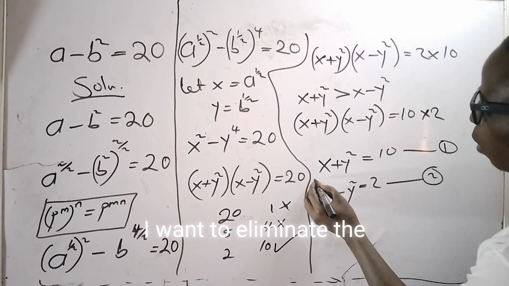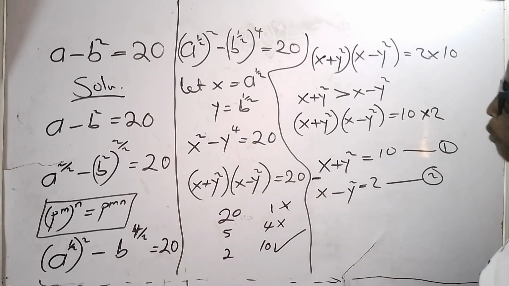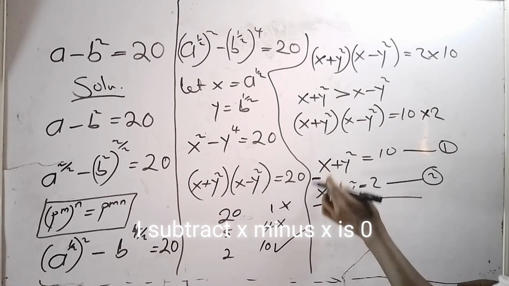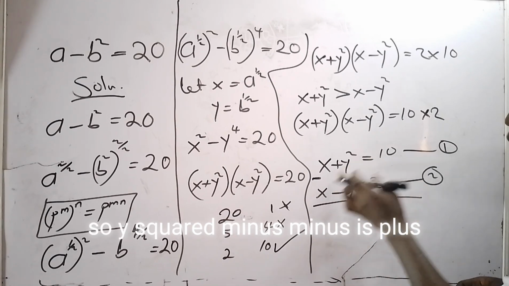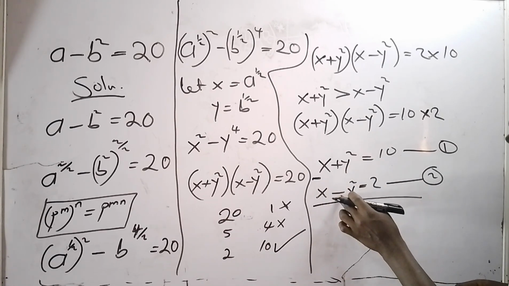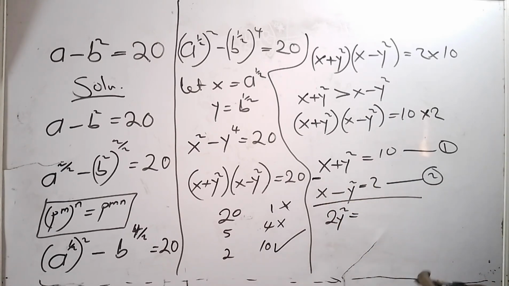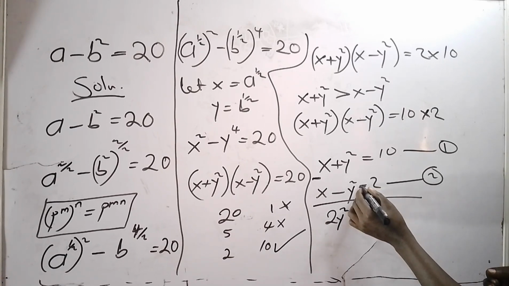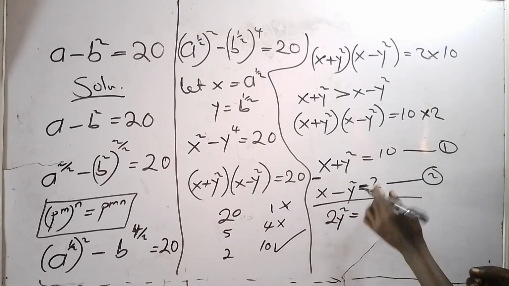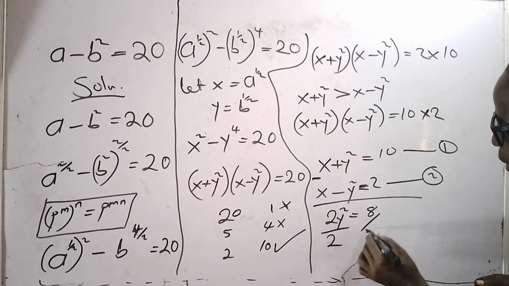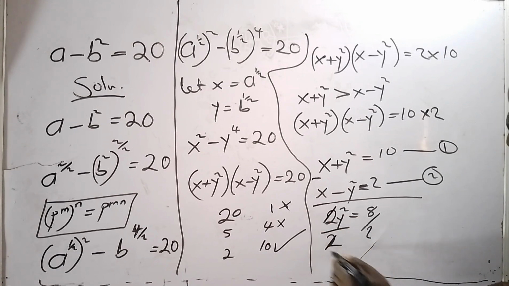In elimination, I want to eliminate the first terms of the equations. So by eliminating x and x, I subtract: x minus x is 0. Then y squared minus minus is plus, so y squared plus y squared is 2y squared, equal to 10 minus 2, which is 8. I'm looking for y, so I need to divide both sides by 2. This 2 will go with this 2, so my y squared is now equal to 4.